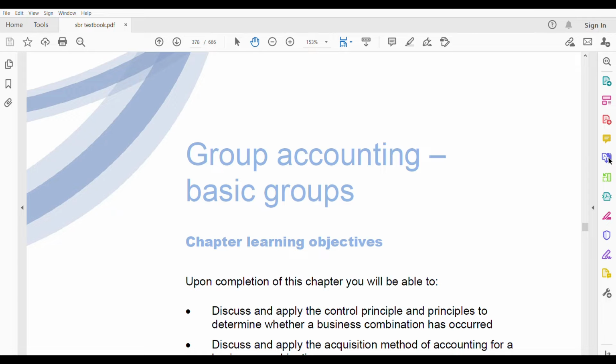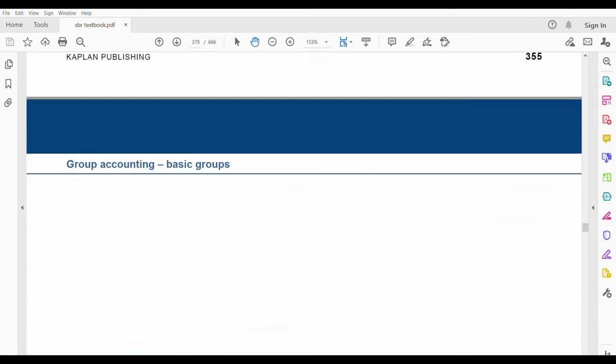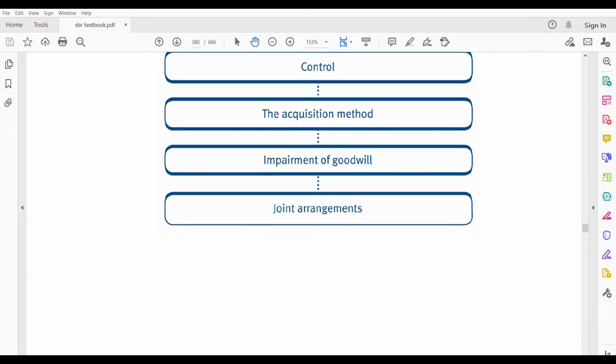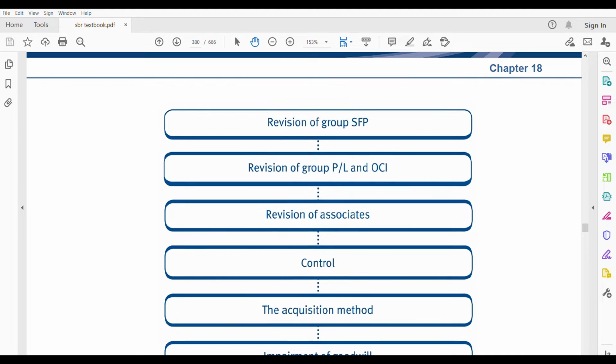For that classification, let us go through this diagram. We are definitely going to cover all this, not in just a single video, but many videos will be there. We are going to revise the group statement of financial position. Why revision? Because in your financial reporting, you have extensively gone through group accounting. So this is nothing new. It's just that now you are taught how to deal with complex situations in group accounting.